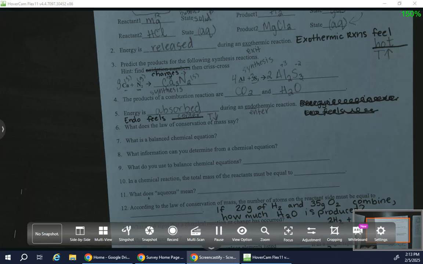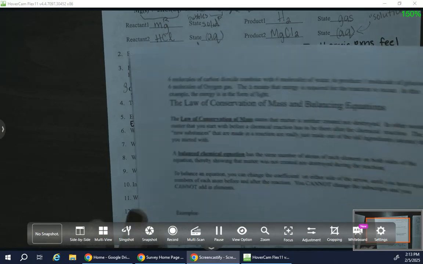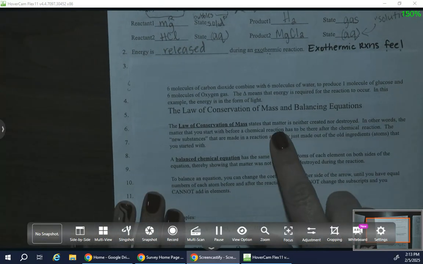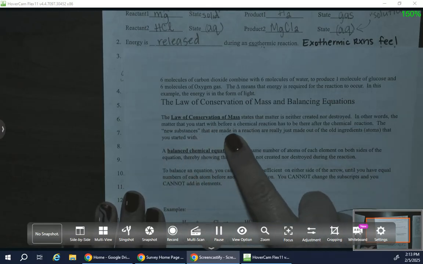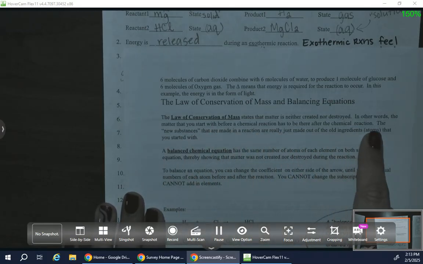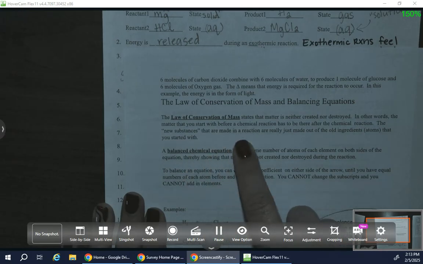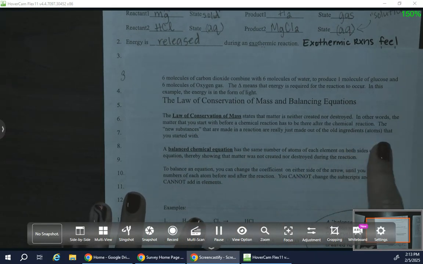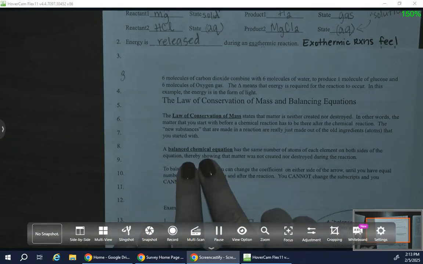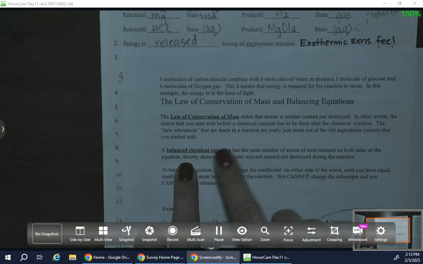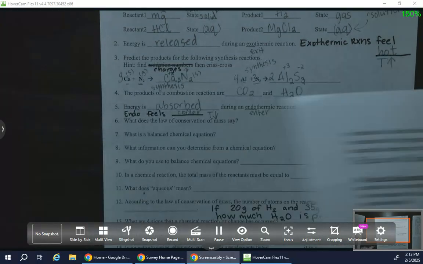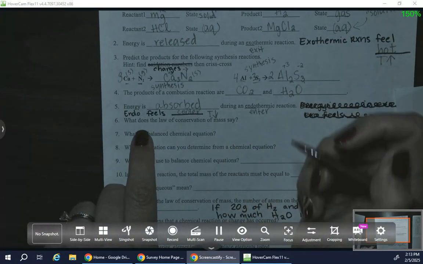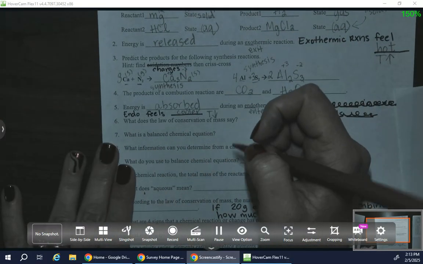Okay, so for our law of conservation of mass, basically what we're looking at here is that matter is neither created nor destroyed. So in other words, the matter that you start with before a chemical reaction has to be there after the chemical reaction. The new substances that are made are really just made out of the old ingredients, right? So that's why we use balancing chemical equations to make sure that we are following that law of conservation of mass. Okay, so to answer this question, what does the law of conservation of mass say?